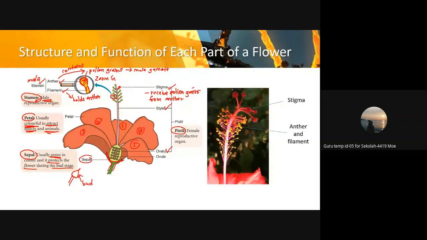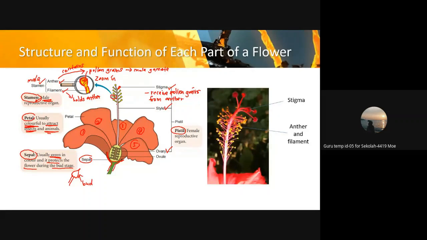Okay, you may get confused between stigma and anther sebab kalau dalam rajah ni, nampak tak? Ni anther, stigma kan, macam nak sama. Okay, kamu tengok real flower yang dekat belah kanan ni. Stigma ni usually dia a bit more stand out, dia lebih menyelah sikit, nampak tak? Dia kat tengah-tengah ni. Kalau anther dia macam kat tepi-tepi ni saja. That's how you differentiate between stigma and anther. Okay, jangan tersilap.